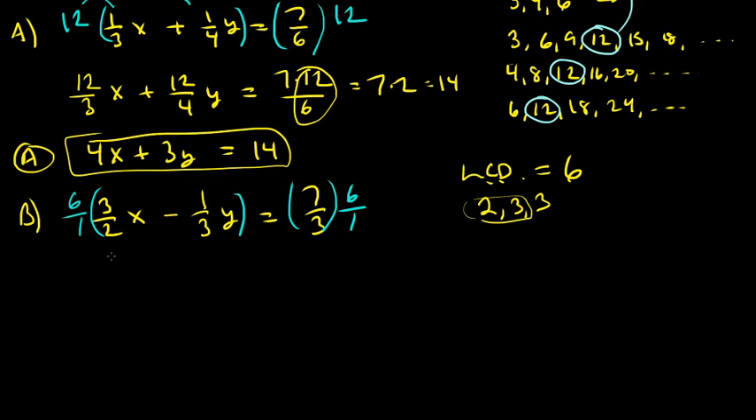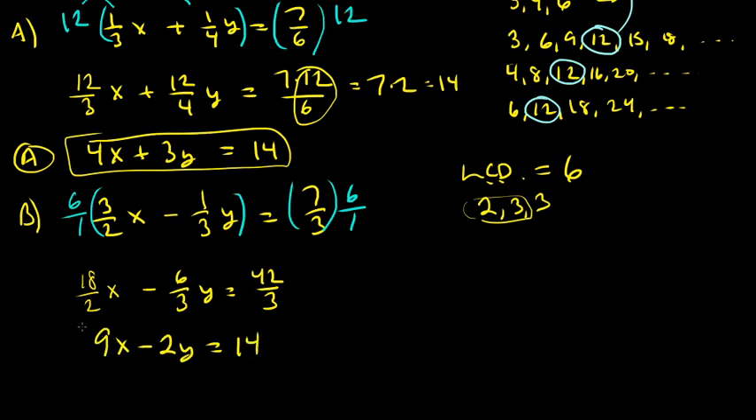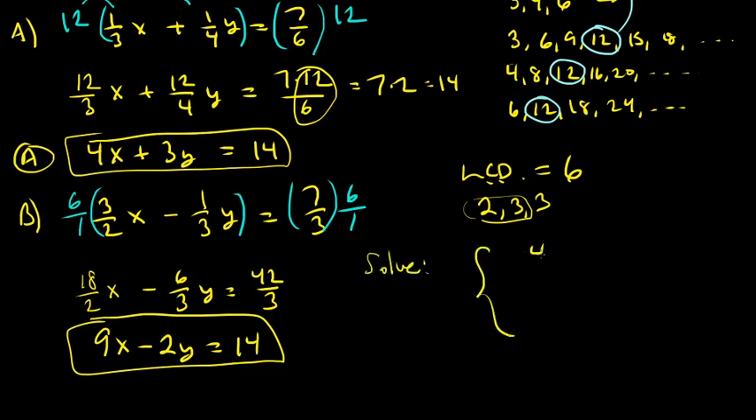And when we do that, we get, let's see, 6 times 3 is 18. 18 divided by 2 is 9. And then 7 times 6 is 42, and 42 divided by 3 is 14 again. So this is 9x minus 2y is equal to 14. And there's equation B. So at this stage, we want to solve the two equations, 4x plus 3y equals 14, and 9x minus 2y equals 14.